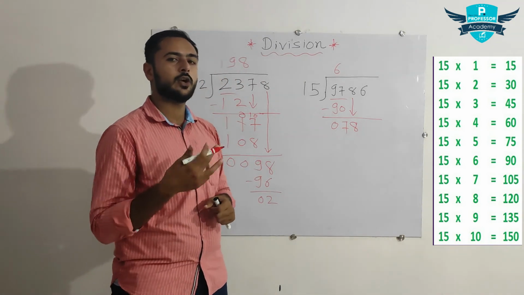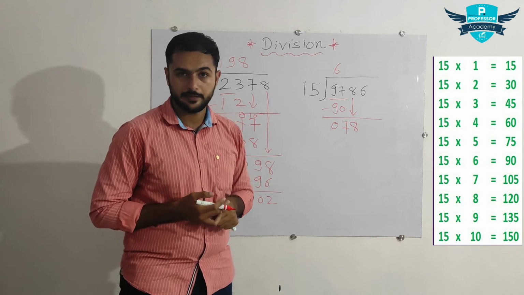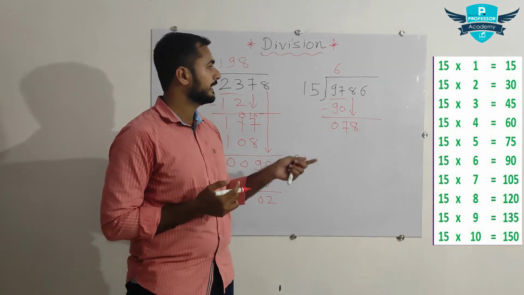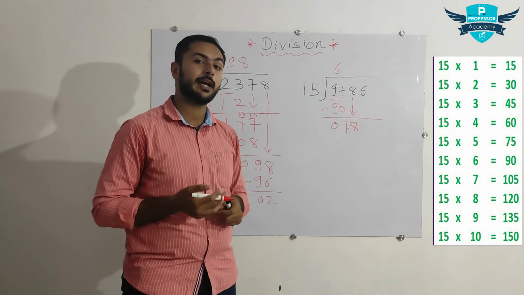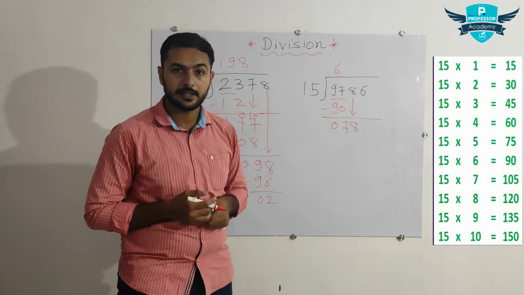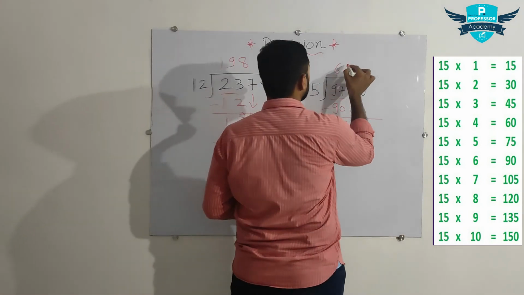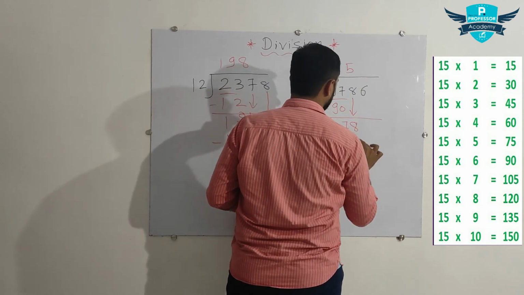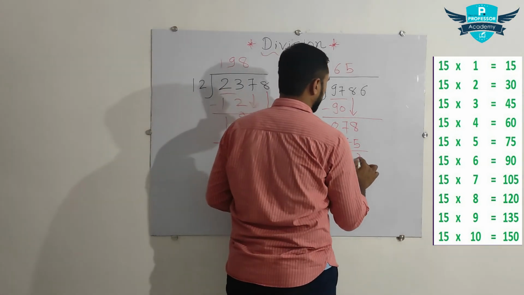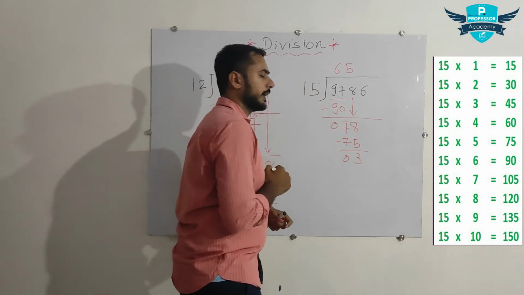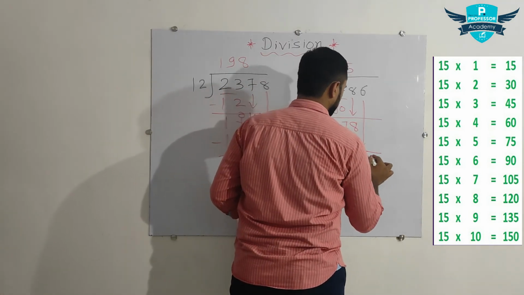Now again, we are going to do the same process. 15 5s are 75, but we have to find 78. 15 5s is 75, but 15 6s are 90. So we cannot use 90 at that time. We will use the smaller one, 15 5s are 75, and do the subtraction. So 8 minus 5 is 3 and 7 minus 7 is 0. At last that's the 6. So bring it down.